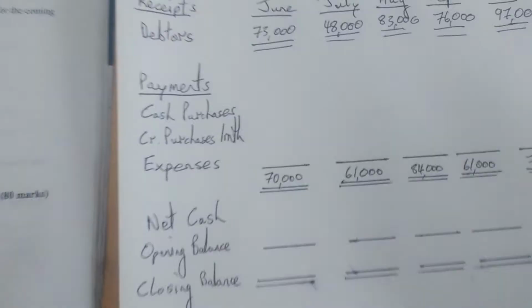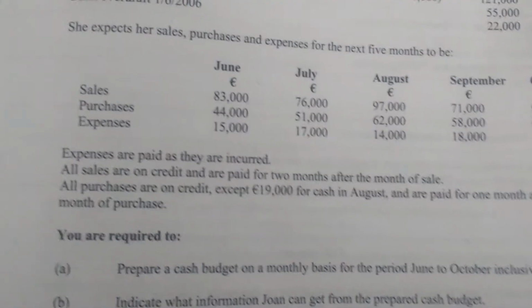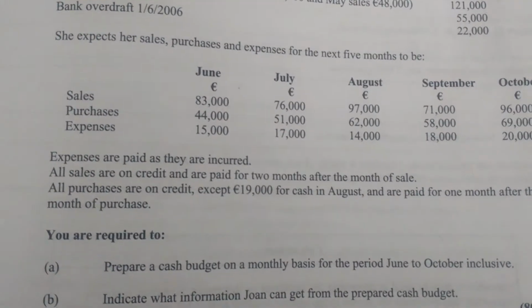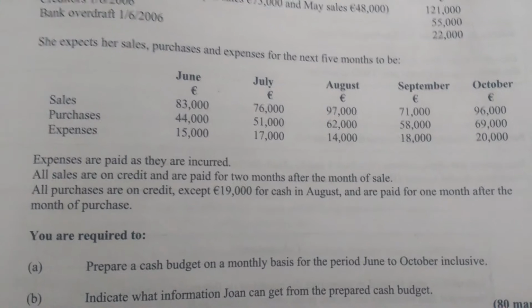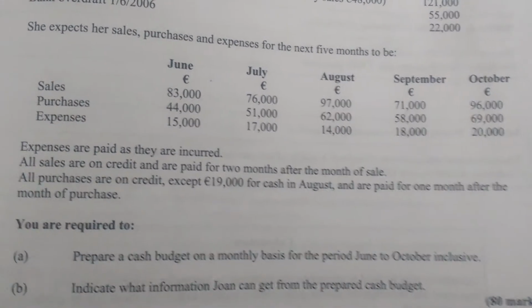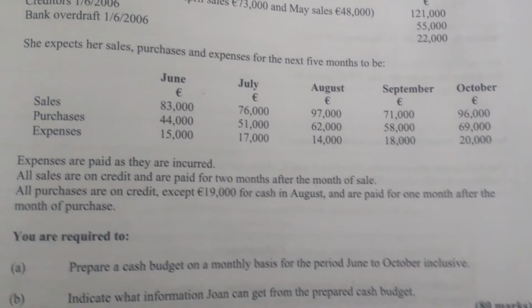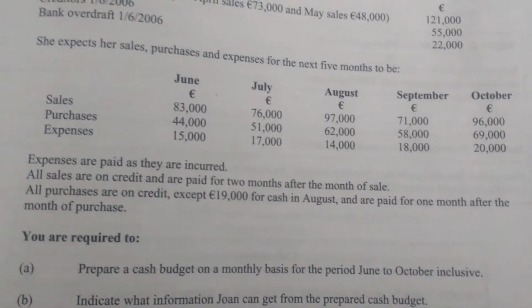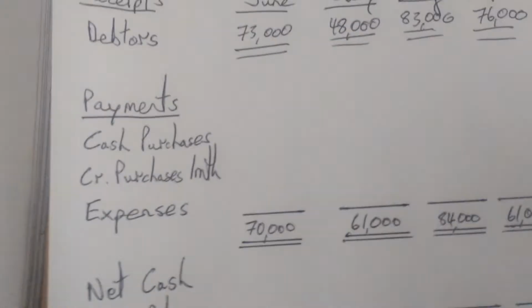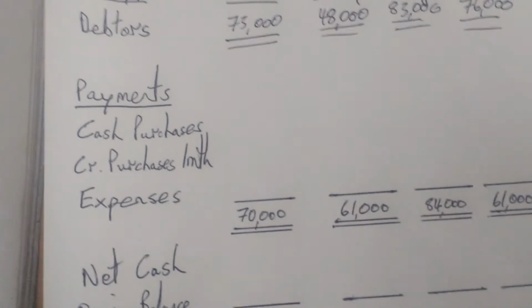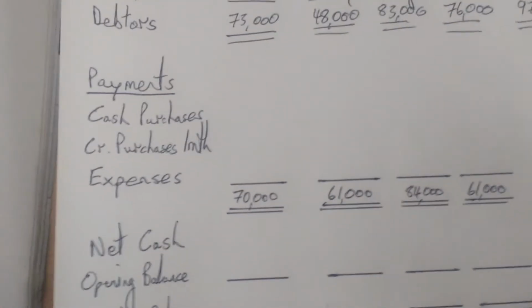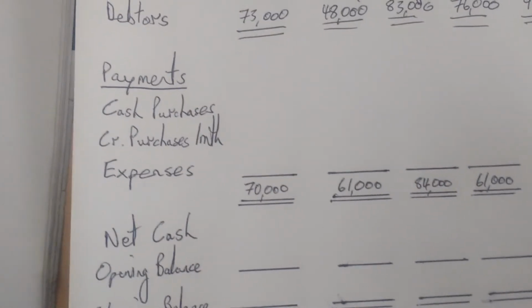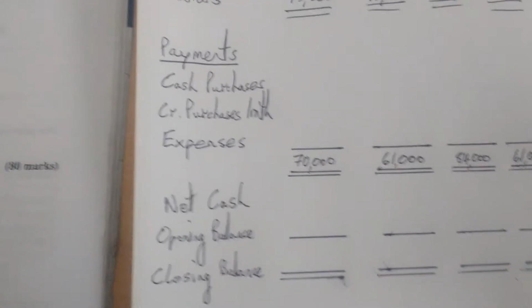Okay, now down to the purchases. A little bit unusual here, but nothing difficult to handle. If we look underneath the grid, the third line under it, it says all purchases are on credit except 19,000 for cash in August and are paid for 1 month after the month of purchase. So what I've done is I've created 2 lines here, one for cash purchases and one for all the rest of the purchases, the normal purchases you do, which are paid for 1 month after you make the purchase.